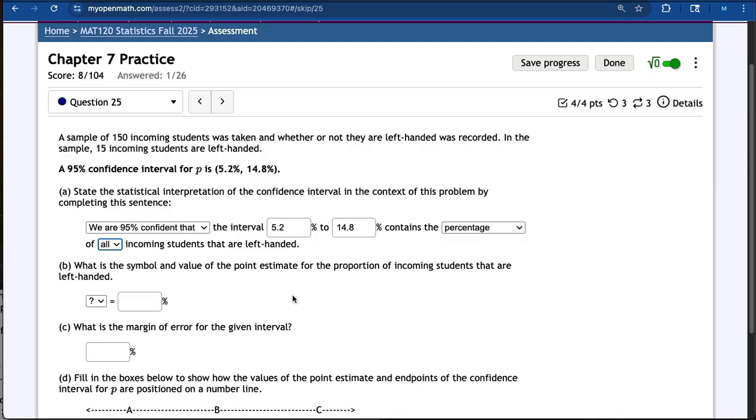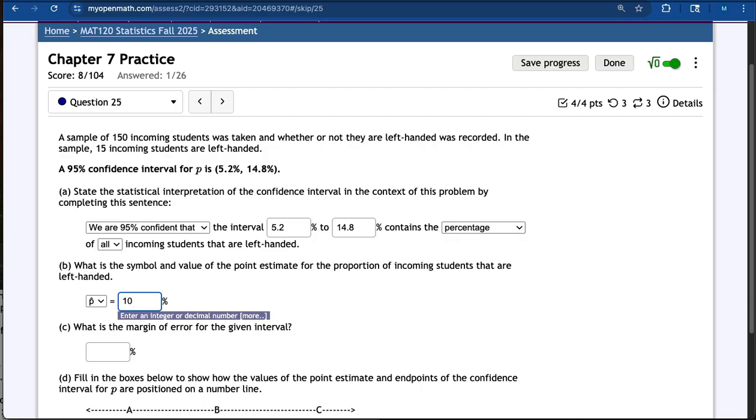So again, we are coming up with an estimate for the true percentage or the true proportion of all incoming students based on the sample of 150 that we have there. The symbol and value of the point estimate then was p hat. P hat was our point estimate. And remember, that was 15 divided by 150 times 100%. So that is our 10%. 10% is the center.